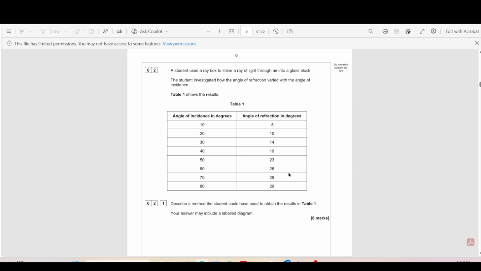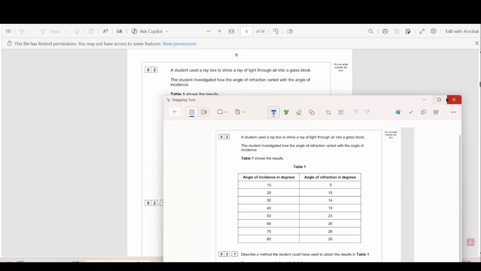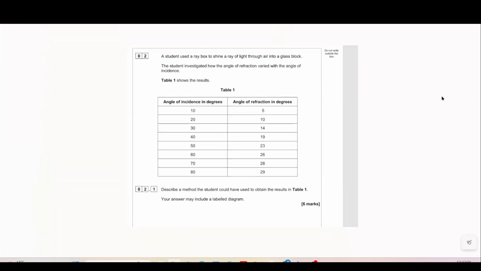So, you get paper, you get a glass block, and you draw an outline of the glass block. Then you get a light ray box, and you put the cover on, so only one light passes through, and the light passes through the glass block, and you have to take notes down where it passes through.